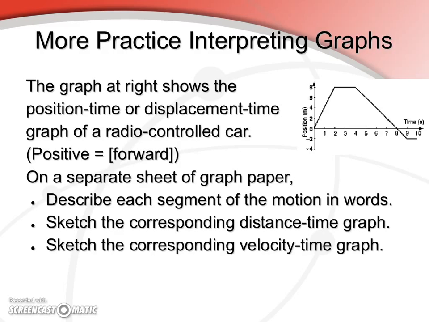All right, so let's look at this displacement-time graph of a radio-controlled car. We've got positive moving forward, negative moving back, of course. Go ahead and, on a separate sheet of graph paper, describe each of the segments in words and sketch the corresponding distance-time graph. Notice that it's distance-time, not displacement-time, so it won't look the same. And when you're finished, also sketch the velocity-time graph. Go ahead and pause the movie, please, and work on that.